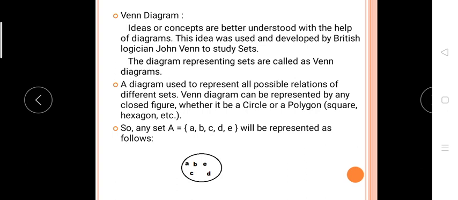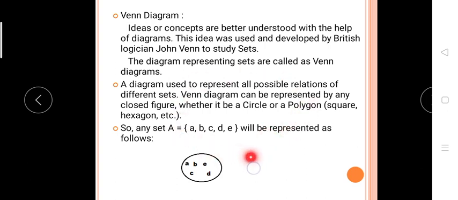This idea was used and developed by the British logician John Venn to study sets, and therefore the diagram is named after the scientist, Venn. The diagrams representing sets are called Venn diagrams. A diagram is used to represent all possible relations of different sets. A Venn diagram can be represented by any closed figure, whether a circle or a polygon, such as a square, rectangle, hexagon, etc.